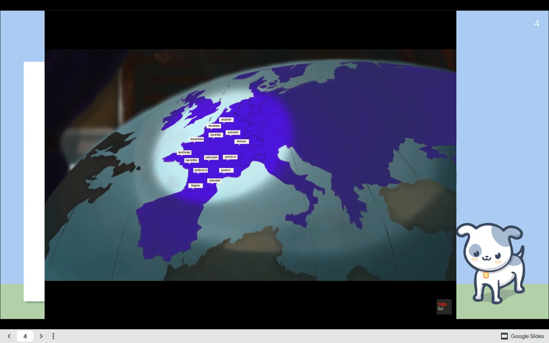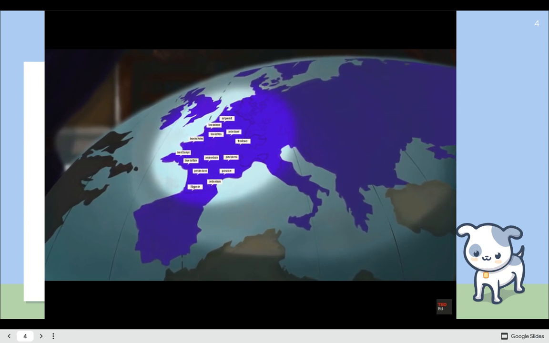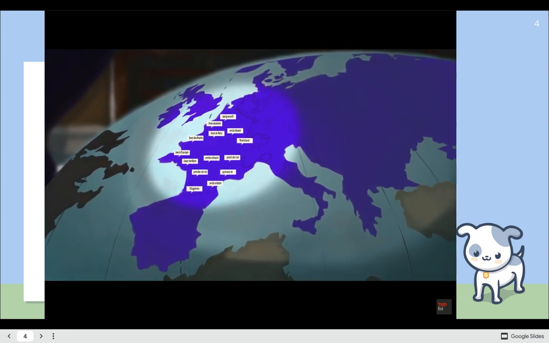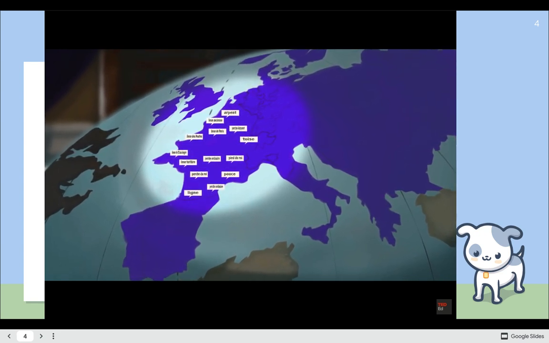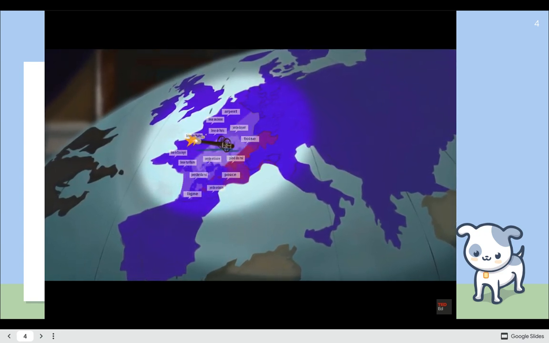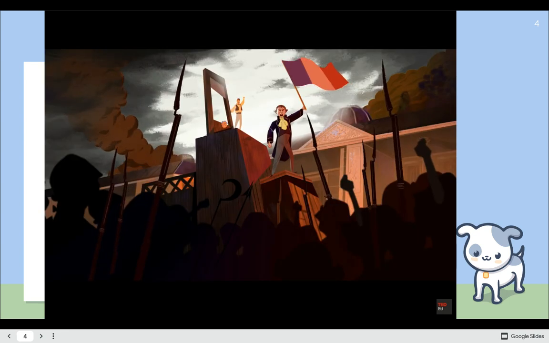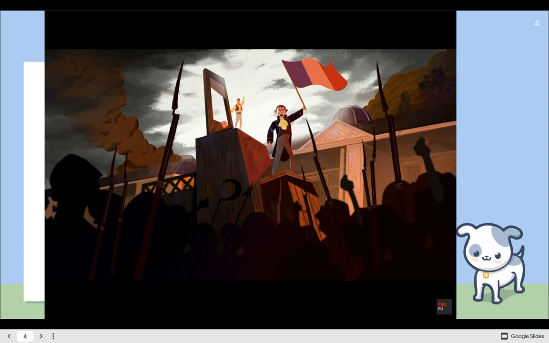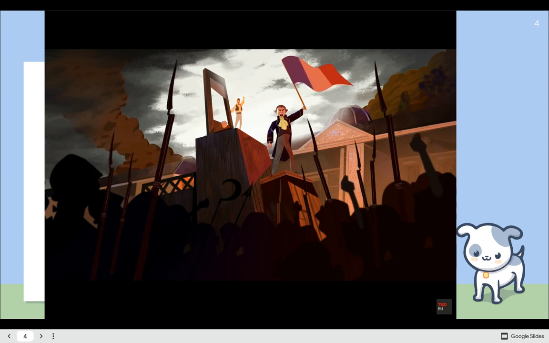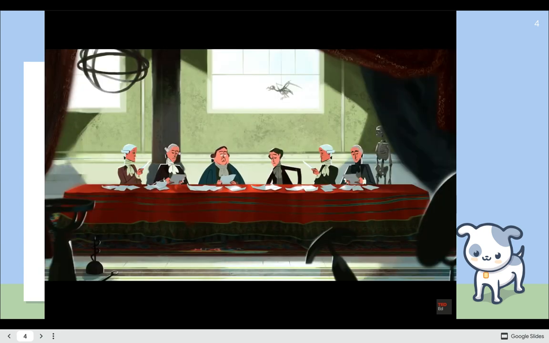With 250,000 different units in France alone, any widespread change would require massive disruption. And in 1789, that disruption came. The leaders of the French Revolution didn't just overthrow the monarchy. They sought to completely transform society according to the rational principles of the Enlightenment.